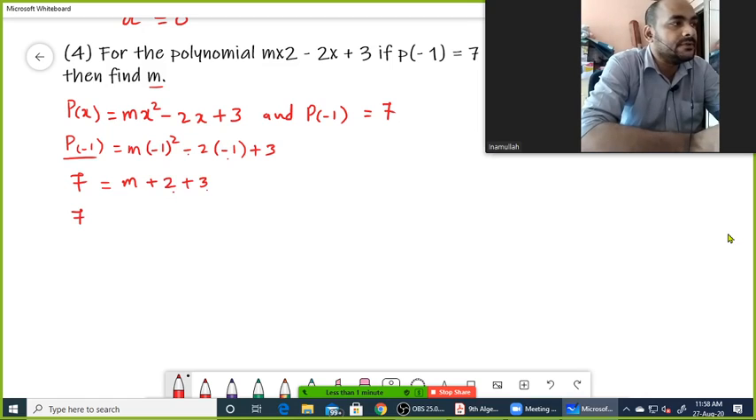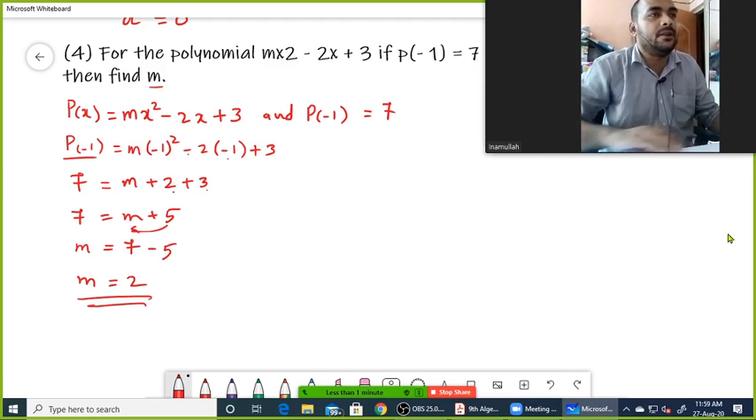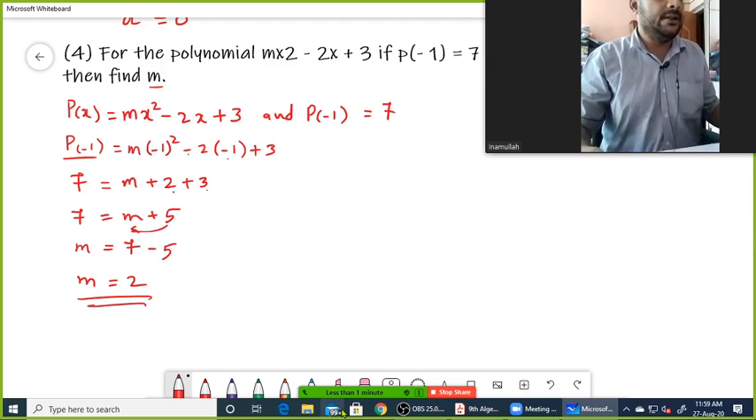So 7 equals m plus 5. Keeping m in its place and 7 in its place, this 5 can be taken to the other side, so it will become negative 5. 7 minus 5 is 2. This is the value of m for this particular question. Hope it is clear to everybody.